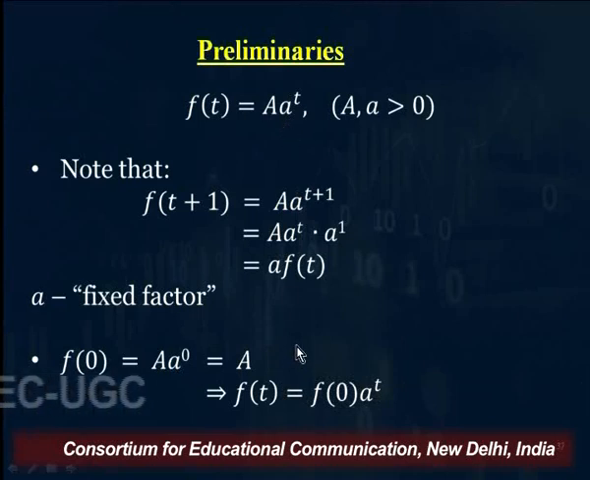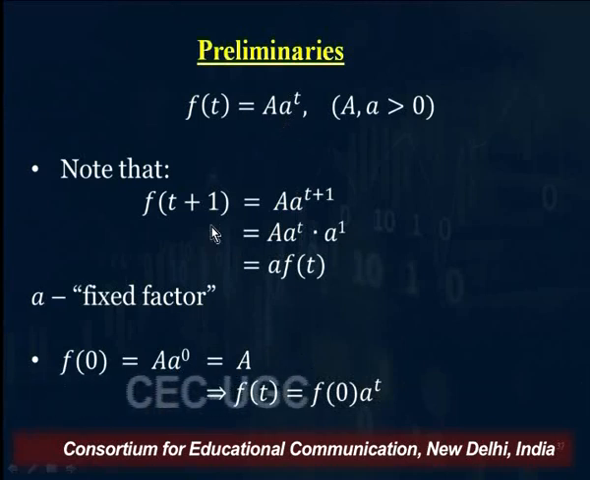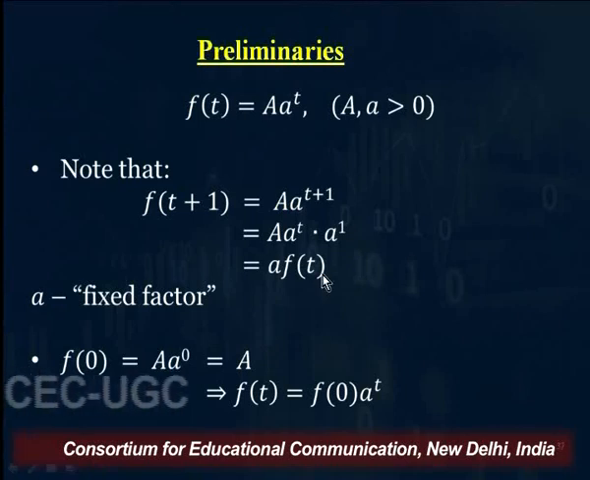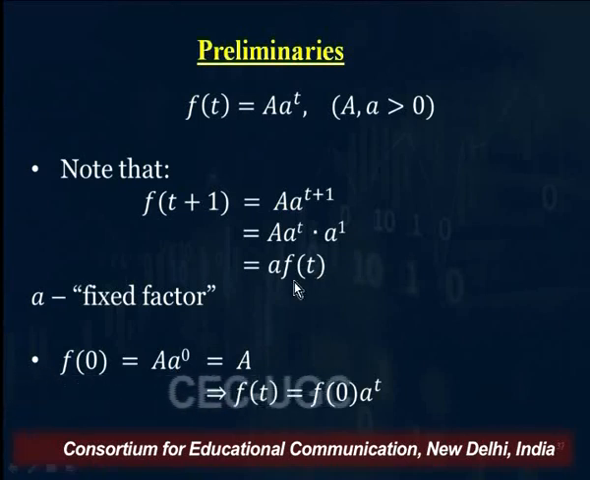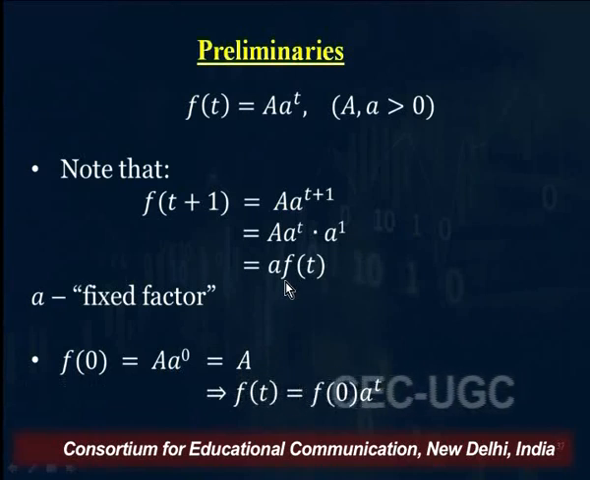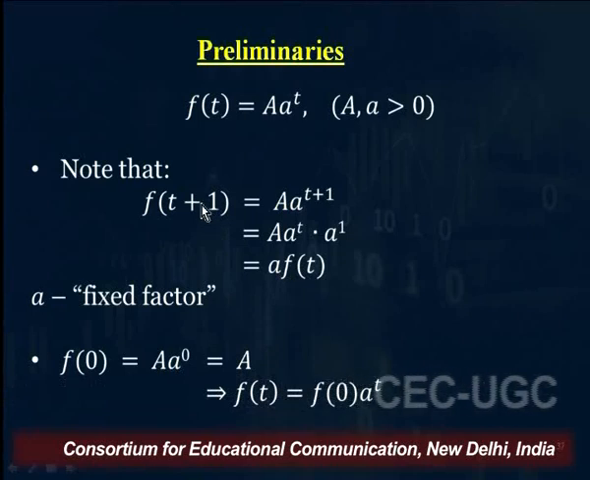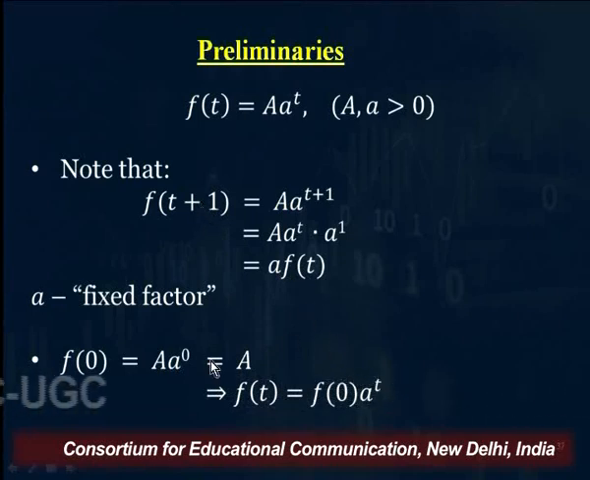So what do you notice here? The value of the function in any time period t plus 1 is always a times the value of the function in the time period t, right? And that is why a is said to be the fixed factor. So that is what I would like you to be very clear about. Small a represents the fixed factor because the value at time period t plus 1 is a times the value of the function at time period t.